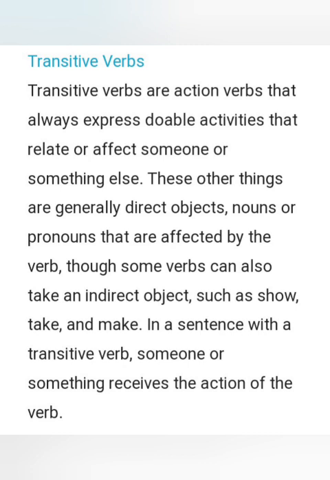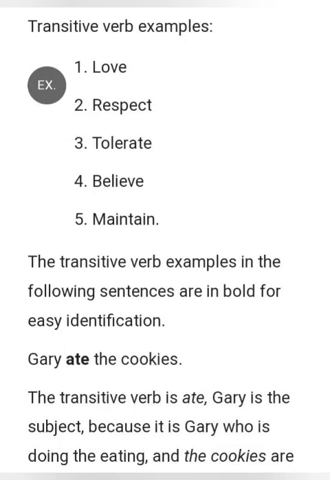Transitive verbs. Transitive verbs are action verbs that always express double activities that relate or affect someone or something else. These other things are generally direct objects, nouns or pronouns that are affected by the verb. Though some verbs can also take an indirect object, such as show, take, and make. In a sentence with a transitive verb, someone or something receives the action of the verb. Transitive verb examples: love, respect, tolerate, believe, maintain.